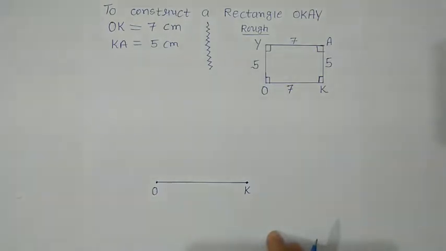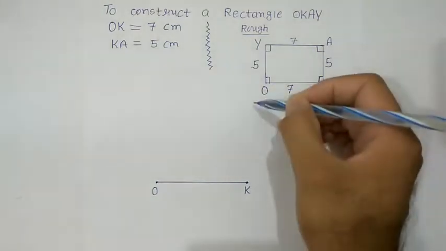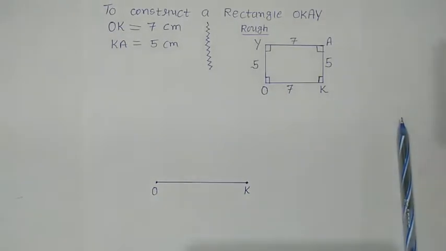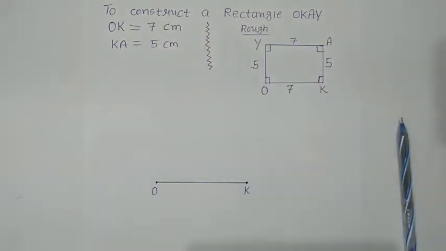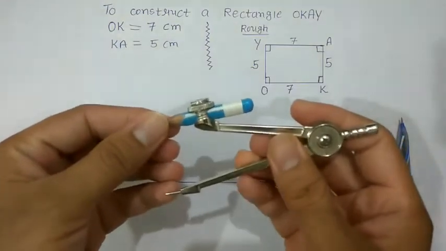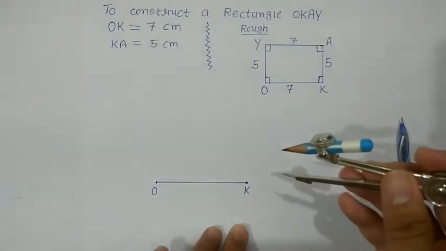Now what we have to do? We have to make a 90 degree angle at K and at O. If you know how to use a compass to construct a 90 degree angle, then it is very good. If you don't know, then you can use the D or this instrument to measure the 90 degree angle. Here we will use this compass to know how we can construct a 90-degree angle. So see how to construct a 90-degree angle.